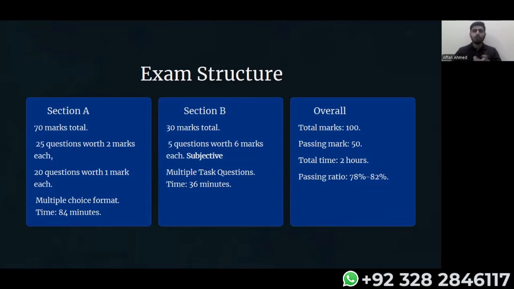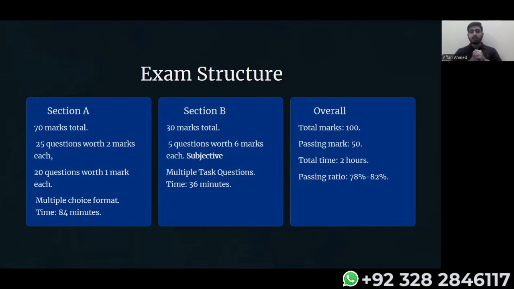The marking will be given to you, but I am still explaining it for your reference. The 2 marker questions are 25 in number and the 1 marker questions are 20 in number. The time allocated per mark is 1.2 minutes. So a 2 mark question holds a time duration of 2.4 minutes and a 1 mark question holds a time duration of 1.2 minutes. So in total, we have to give 84 minutes to this particular section.